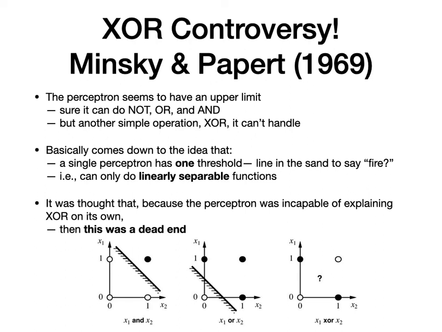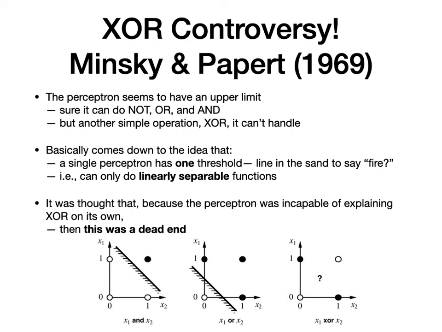That's cool, but what about this other very, very simple logical operator, XOR? It can't handle XOR. What is XOR? Exclusive OR. This is where I would say I want ham or pineapple, but not both, right? And that's the trick. It's slightly too complex for the perceptron to handle it. The issue comes down to the idea that a single perceptron only really has one threshold. It's this line in the sand that you have to say, hey, should I fire, right? It only really works with linearly separable functions.